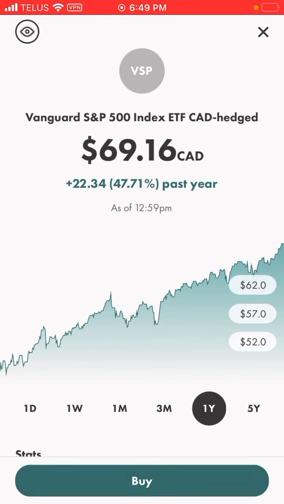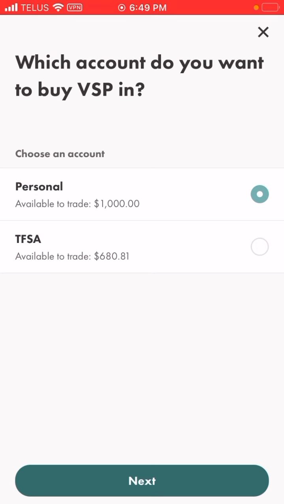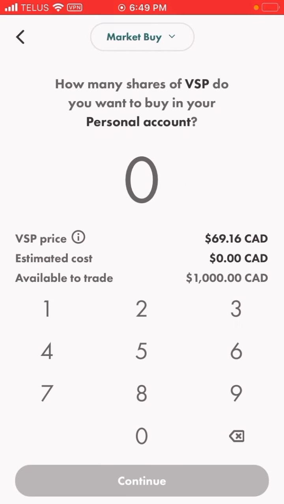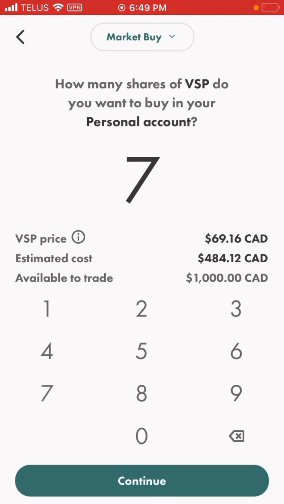I'm going to click buy in here, and then choose which account I want, the personal account. And then how many shares of VSP. Let's say if I put in 8, the estimated cost is $550. If I put in like 7, the estimated cost is $484. I think I'm fine with 7 shares.